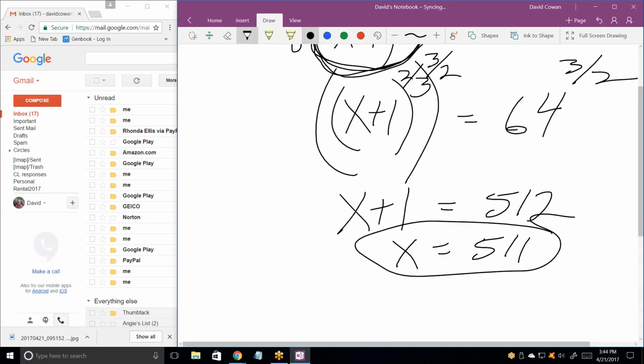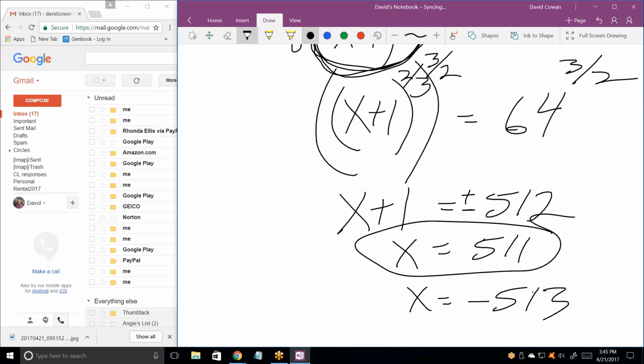And the minus 8 cubed would be minus 512. So that would be plus or minus, which means x is equal to either 511 or negative 513.